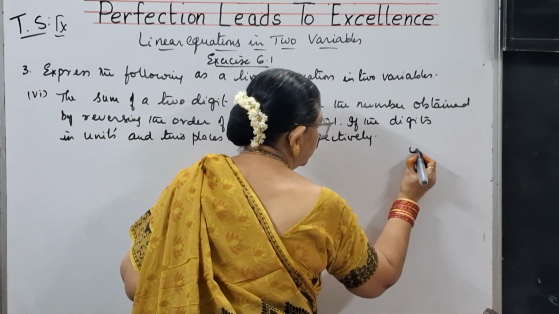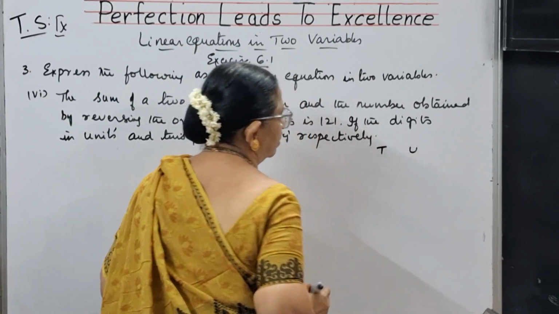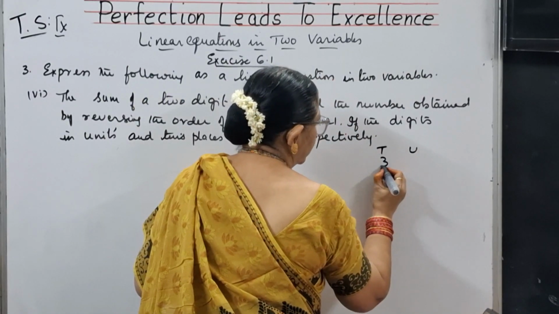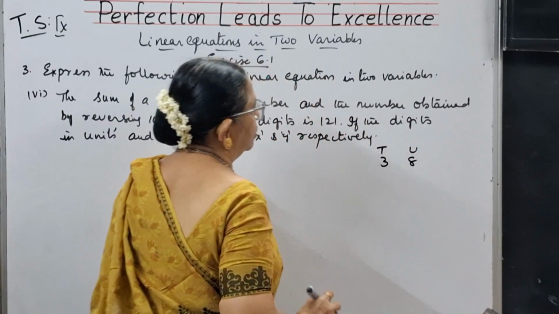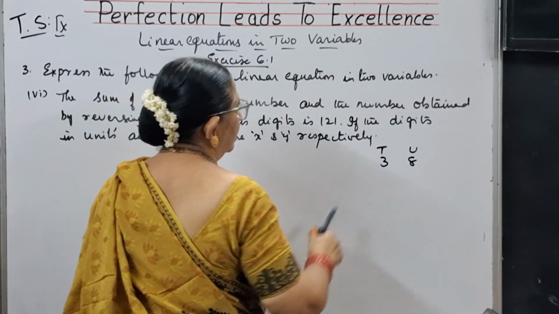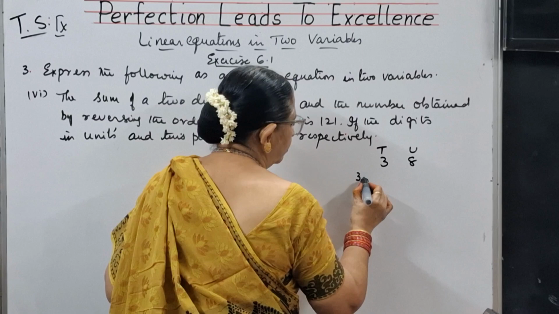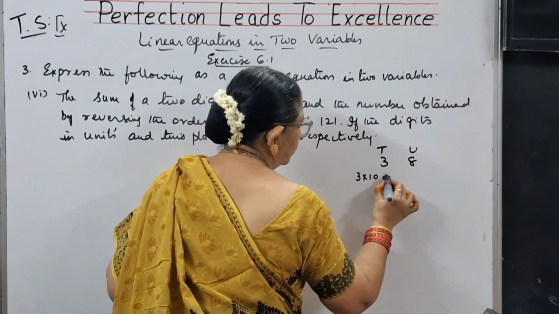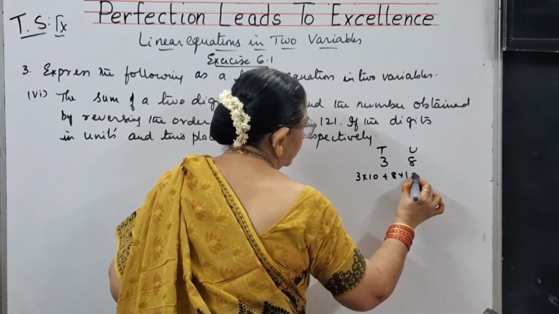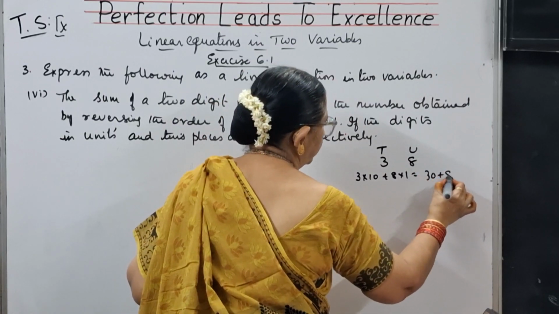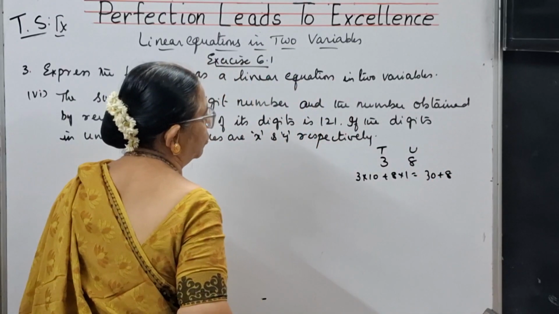See, you have got units digit and tens digit. Suppose I have taken a number 38. 8 is in the units place and 3 is in the tens place. So if you want to write its expansion form, what will you write, children? 3 into 10 plus 8 into 1, that is 30 plus 8 you will be writing. This is the expansion form.